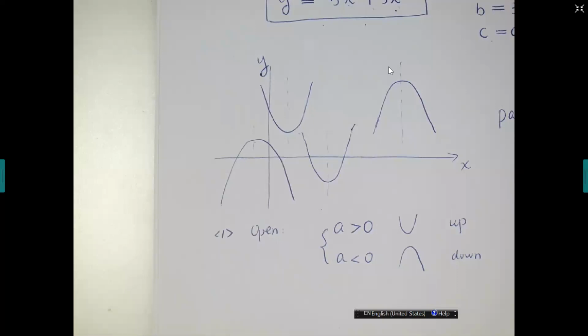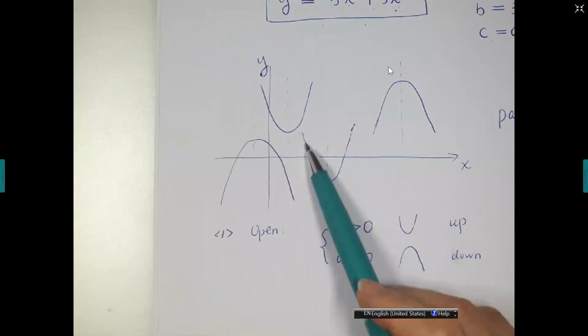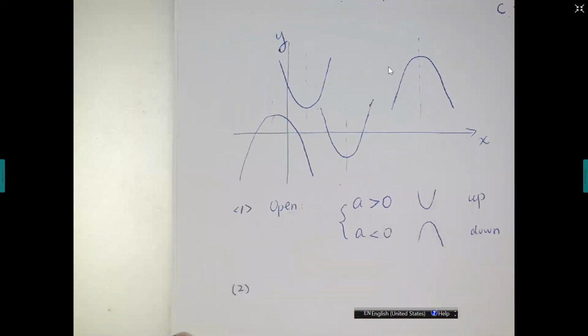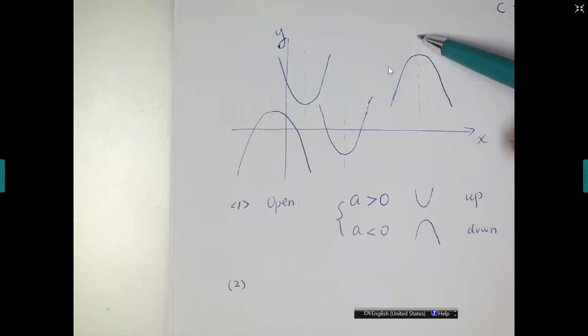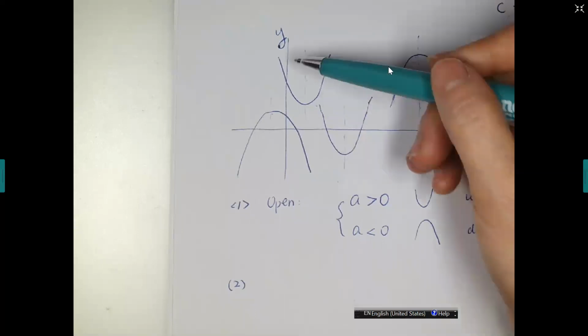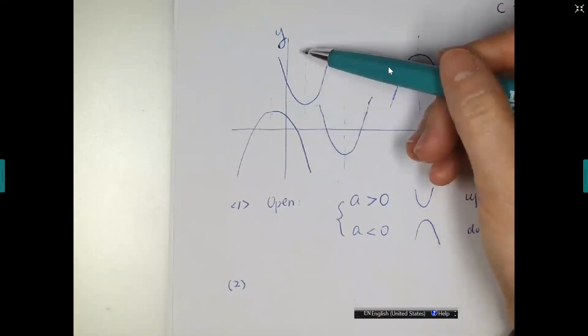No trick at all. Remember, A can never be 0. If A is 0, it's not going to be a quadratic equation anymore. It's not going to be a parabola. Second thing here: we have noticed that every single parabola is symmetric. So there will be a line in the middle for every parabola. And this line, we call the symmetric line, or the line of symmetry.